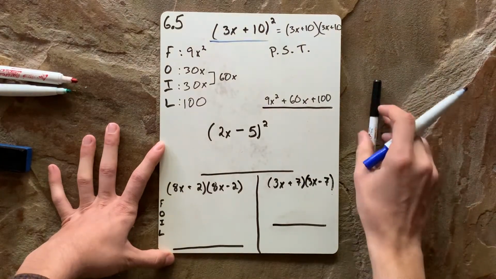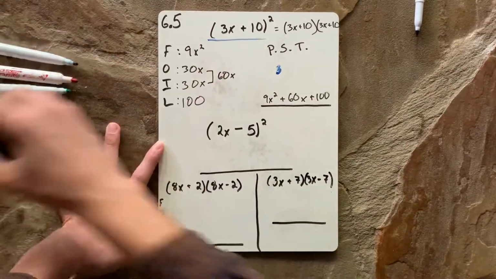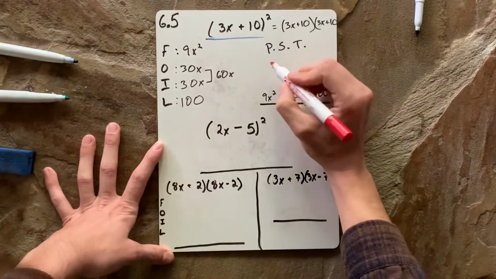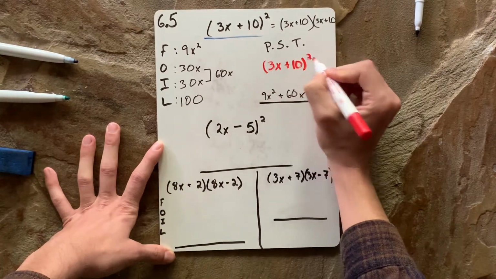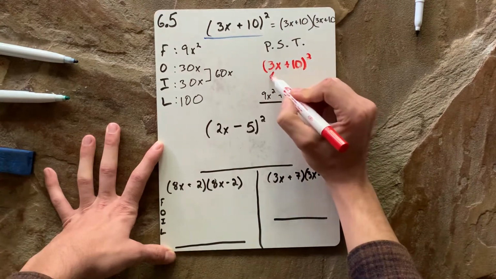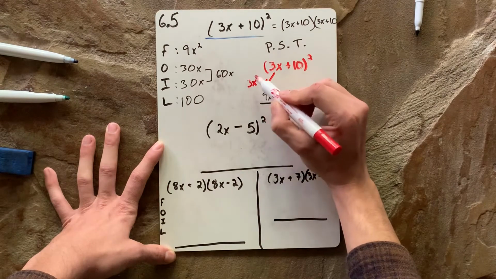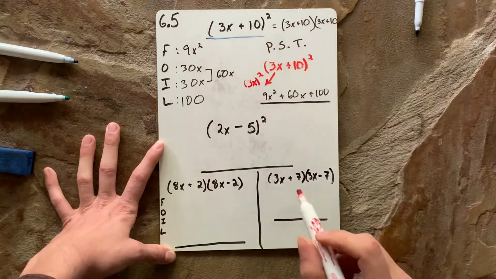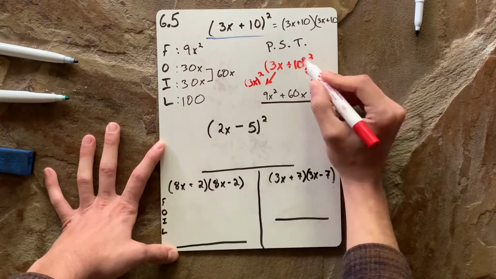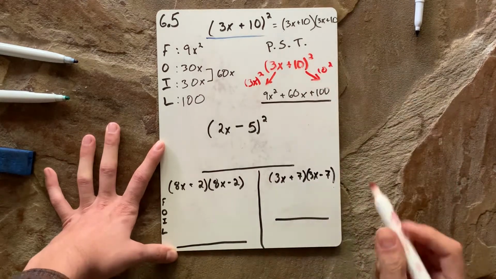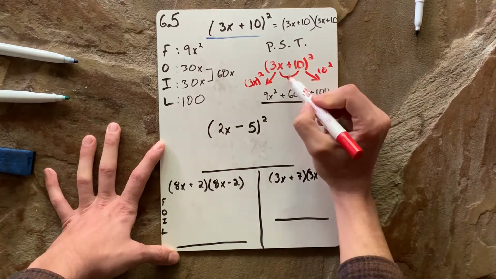So the idea here is if we had 3x plus 10, quantity squared, this term comes from just squaring 3x. So if you take 3x and you square it, you're going to square the 3 and get 9. You're going to square the x and get x squared. This term comes from just squaring the 10. 10 squared, obviously, is 100. But the middle term, what you're going to do is take 3x and 10 and multiply them together. And that is just 30x.